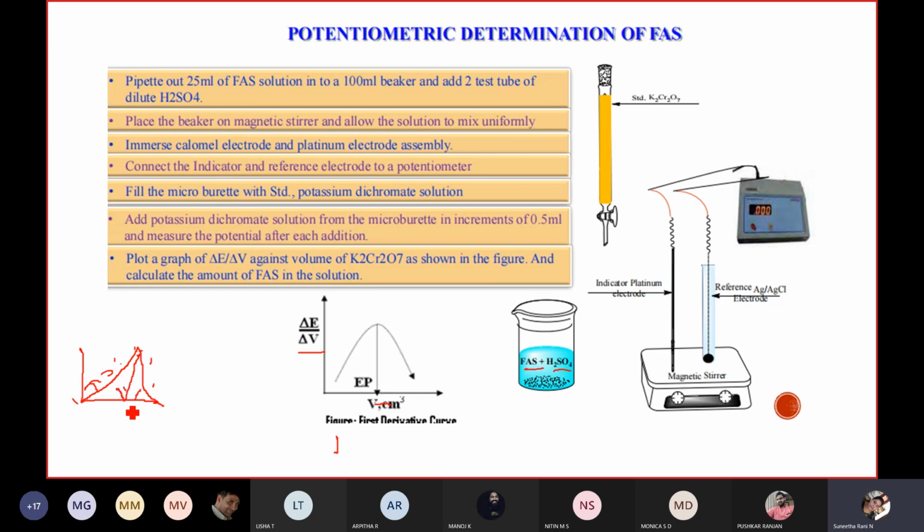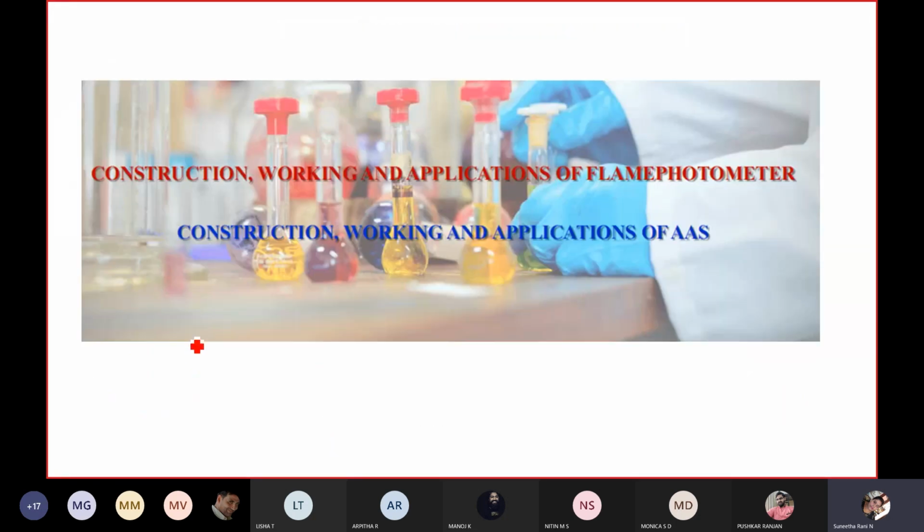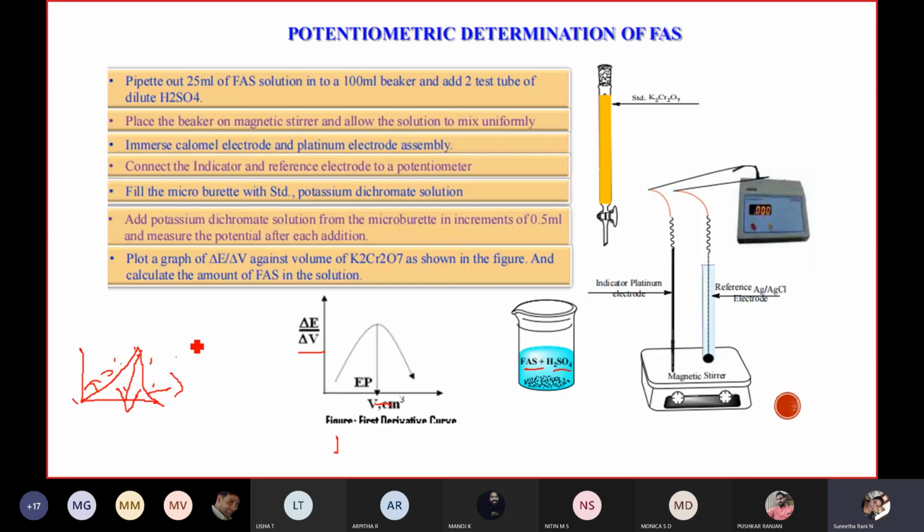From the graph you can determine the volume consumed to get the maximum potential, and calculate the potential developed. This is how the potentiometric experiment is done. Where do we use this experiment? We use it to determine the potential in redox titration, with a reducing agent and an oxidizing agent. We use FAS versus potassium dichromate, and use the potentiometer to determine the potential.